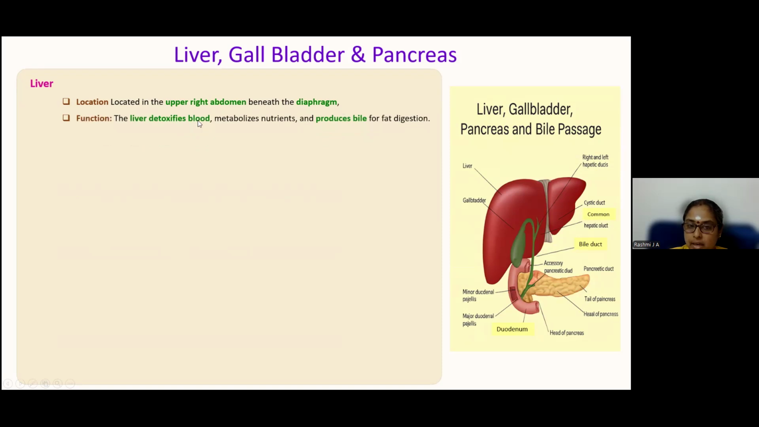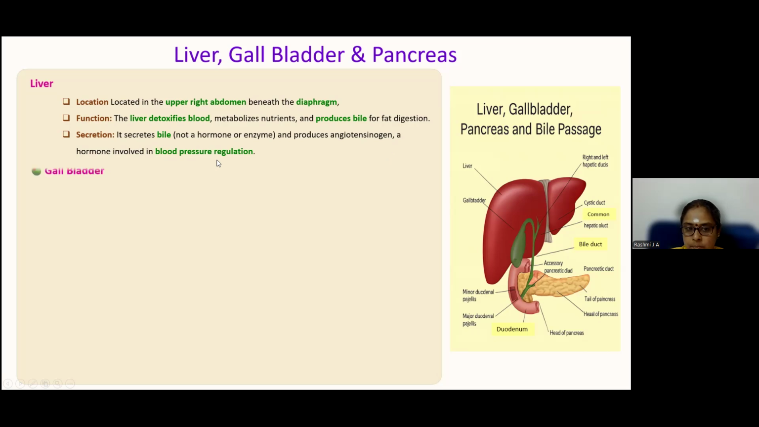Function: it detoxifies blood, produces bile for fat digestion. Secretion: bile, and it also produces... This word is not really important. I just wanted to tell you that the liver is also producing a hormone which is involved in regulating the blood pressure.